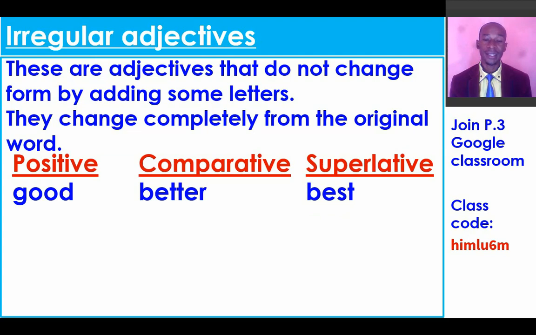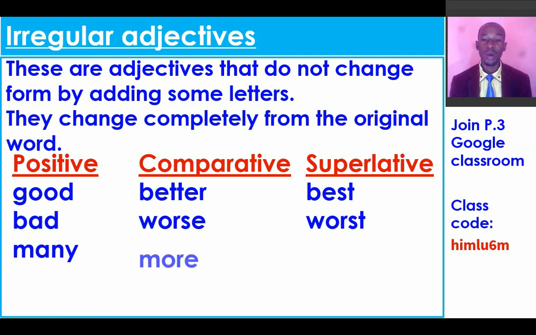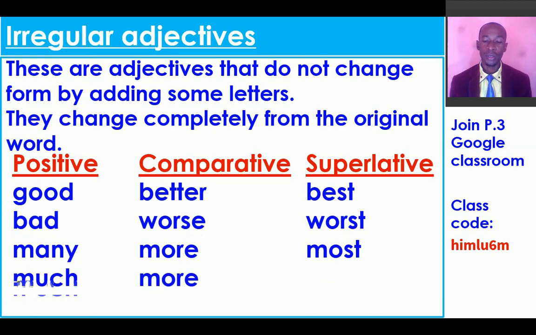Are you seeing the changes now? The three are totally different words. Here we have good, better, and best. Are you seeing that we did not add any letter there? How about in these other ones? Let's see. Bad, worse, worst. Are you seeing that? Many, more, most. Much, more, most.